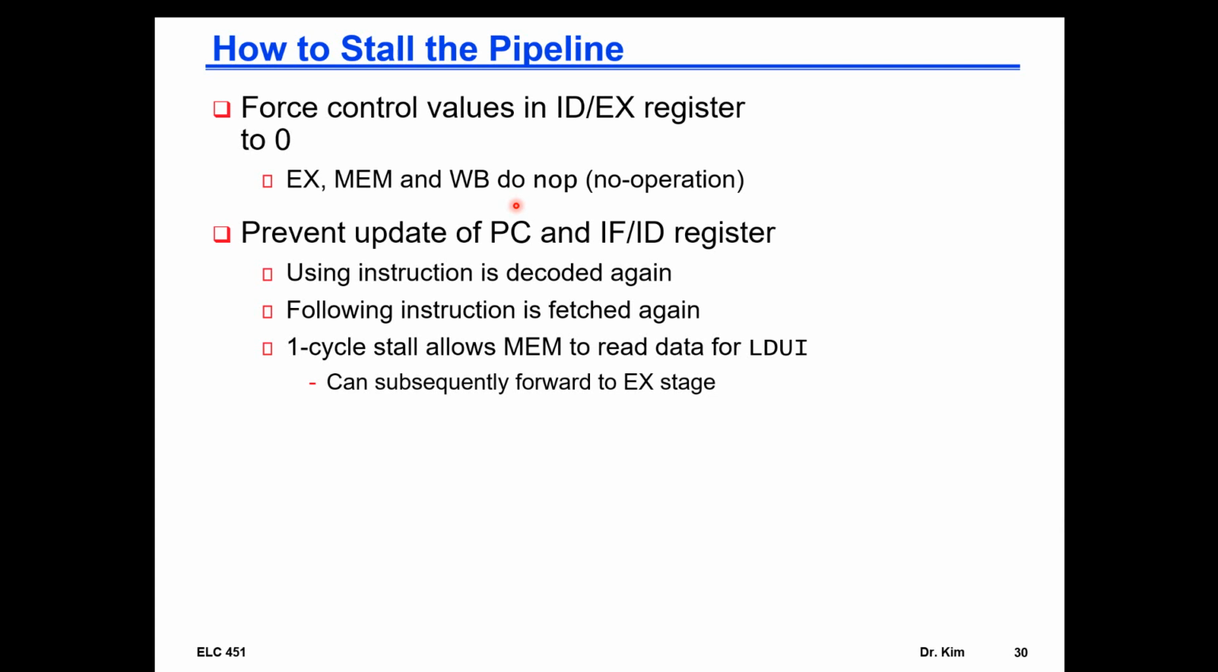So we're going to prevent the PC from being updated so we don't get a new instruction, because we have to wait. In essence, another way of looking at it is that you are fetching the same instruction again. And that has the same effect of waiting one clock cycle for the data to get into the processor and you being able to forward it.